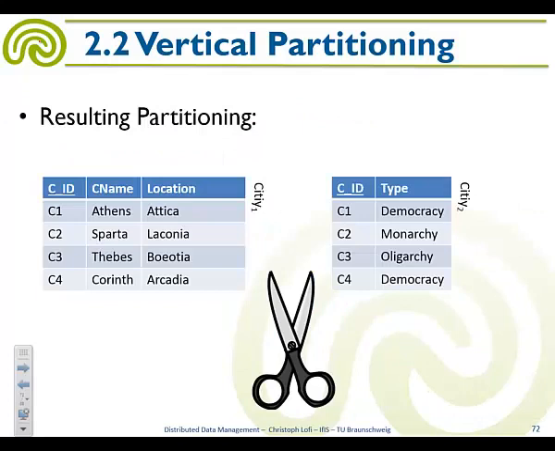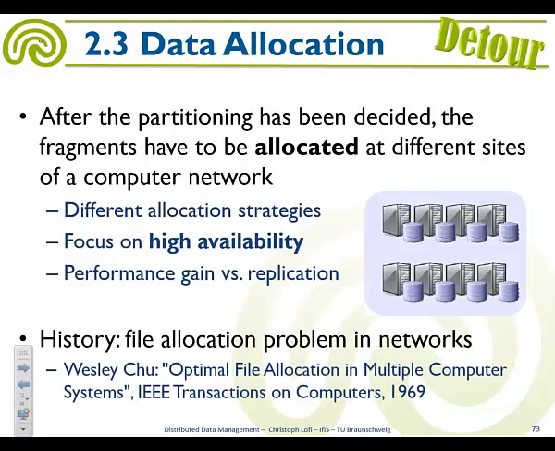So the resulting partition would be something like that. You have the ID, then you have the name of the city and the location, and in the second fragment you can just have the IDs and the political type. Both fragments are separated and would work quite well.